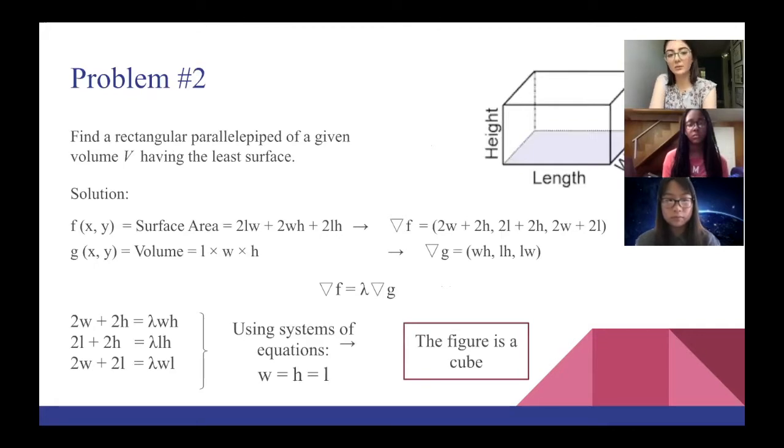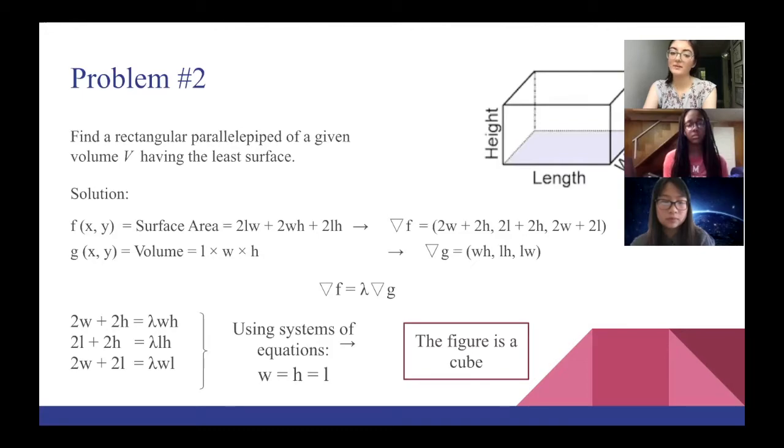So for our second question, which was an optimization word problem where we find a rectangular parallelepiped of a given volume V having the least surface area. Based on that, we can determine that f(x, y) is going to be our function we want to optimize because we want the least surface area, so we're looking for a minimum. And g(x, y) is going to be the volume because it's our constraint function and what we can't change.